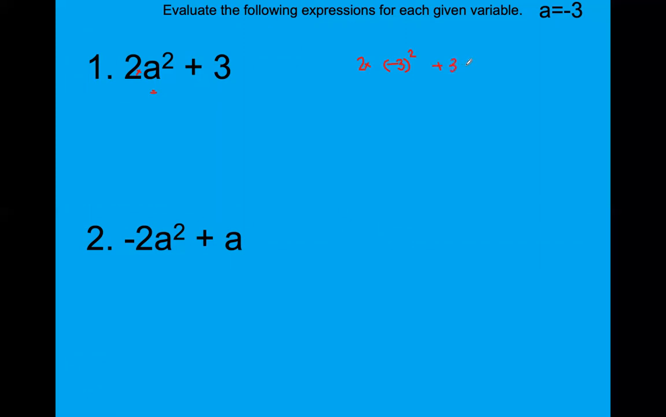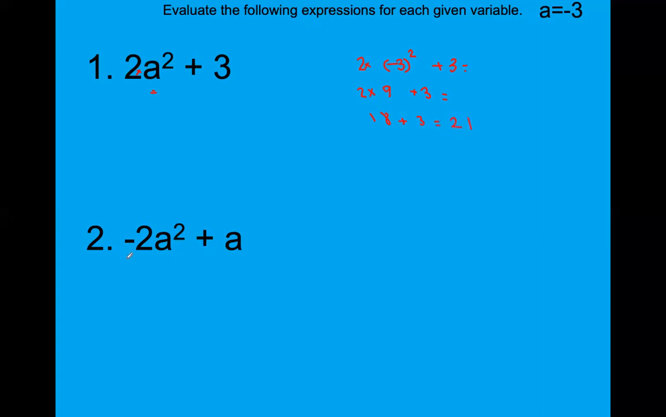Now here we have a multiplication, a power, and an addition. The first operation in order is going to be the power. So minus 3 to the power of 2 is going to be 9, because it's the same as minus 3 times minus 3. And so we're going to have 2 times 9 plus 3. Here we don't do 9 plus 3, because the multiplication is the first operation in order. So 2 times 9 is 18. So 18 plus 3, and the final answer is going to be 21.